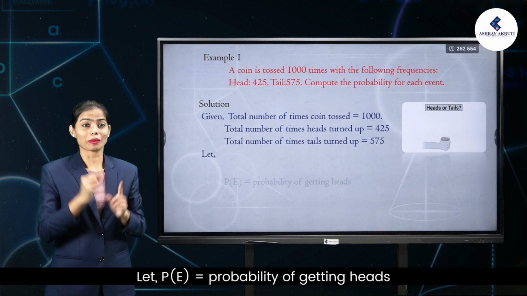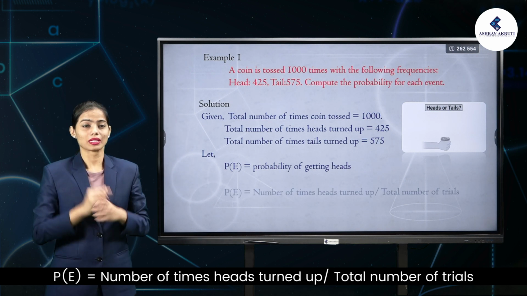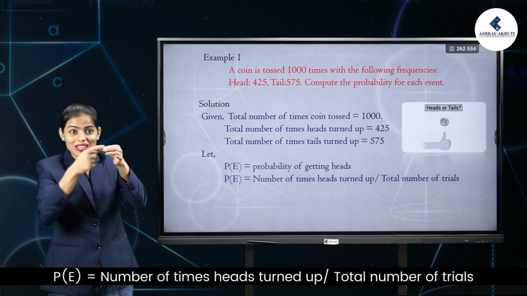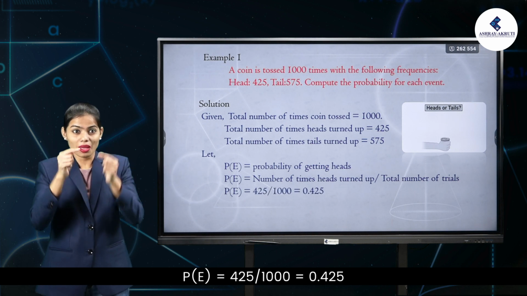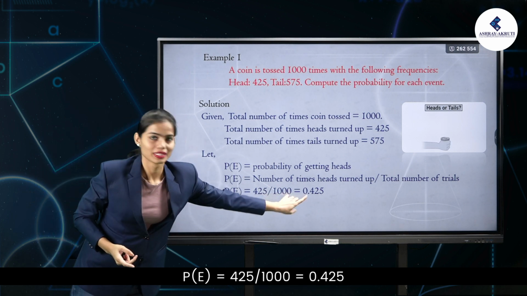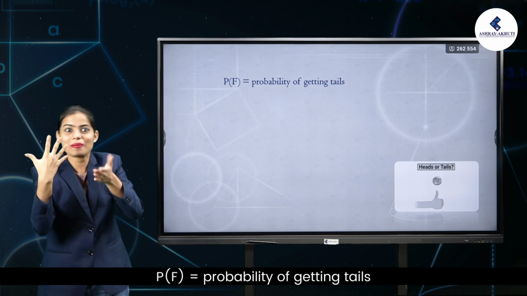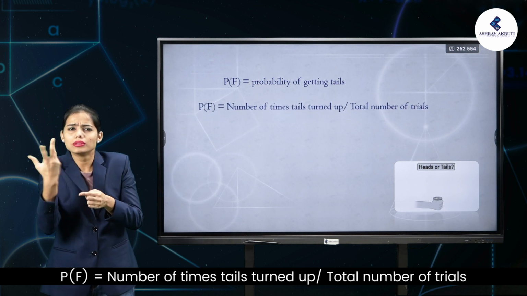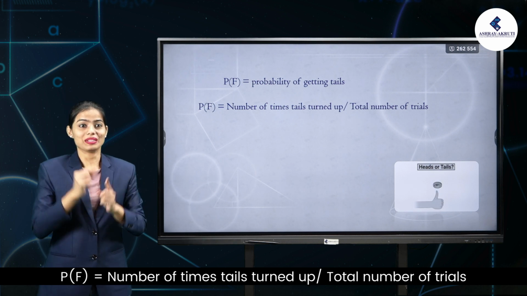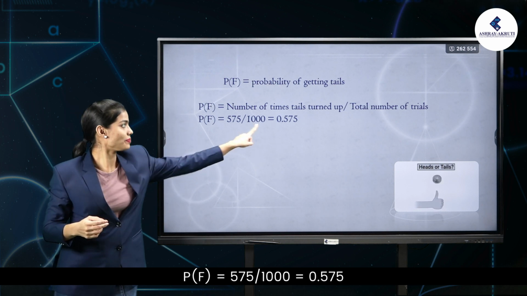Let P(E) is equal to probability of getting heads. P(E) is equal to number of times heads turned up divided by total number of trials. P(E) is equal to 425 divided by 1000 is equal to 0.425. P(F) is equal to probability of getting tails. P(F) is equal to number of times tails turned up divided by total number of trials. P(F) is equal to 575 divided by 1000 is equal to 0.575.